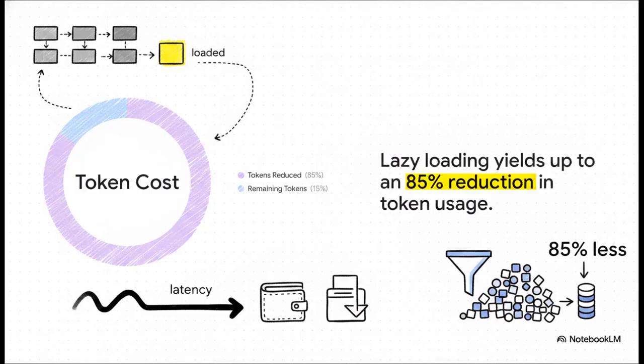You're saving the model from processing a mountain of unnecessary data on every single turn. To put this into perspective, Anthropic's research reports that lazy loading can drive an 85% token reduction, leaving you with just 15% of the original token cost. That is absolutely massive for both your latency and your budget.